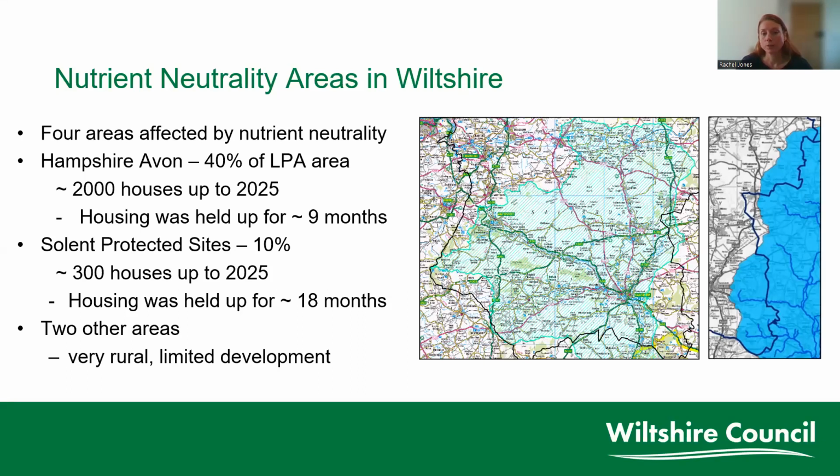The Solent protected sites: we also have a small part of Wiltshire that's within the River Test catchment and drains to the Solent. It's around 300 houses, and that's just for this local plan period, and we were held up for about 18 months. Now, the Solent issue was relatively new to Wiltshire. It hadn't been something that had been flagged in previous local plans. So when we had a letter from Natural England after the Dutch case in around 2020, I think it was, housing was then held up for 18 months until we managed to find a solution.